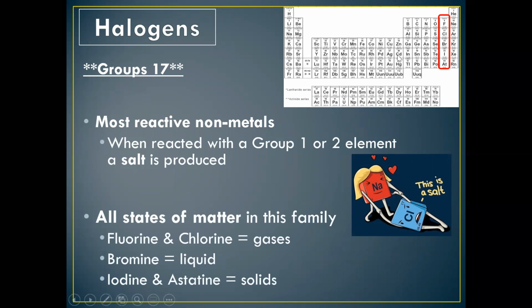We said that the main group family had all types of elements: metals, nonmetals, and metalloids. The halogens are all nonmetals, but within this little family, you have all states of matter. So you have gases, liquids, and solids. Fluorine and chlorine are gases at room temperature. Iodine and astatine are solids at room temperature. And remember, bromine is our other liquid on the periodic table. It's our nonmetal liquid. So these are all nonmetals, but all states of matter: solid, liquid, and gas.